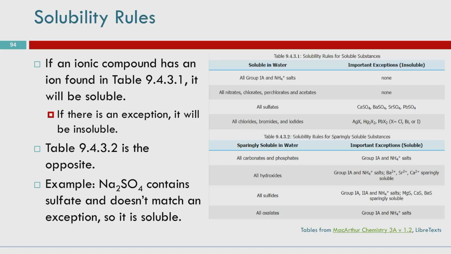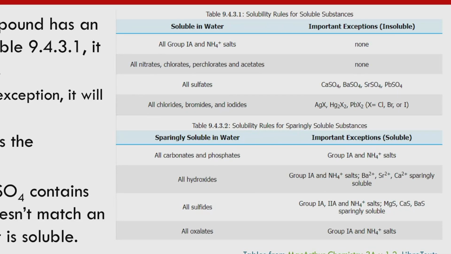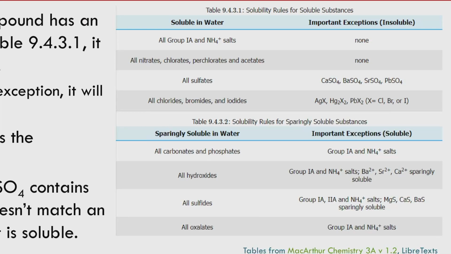So looking here at our table, we've got in the top things that are soluble in water. All group 1A and ammonium salts, so anything that has lithium, sodium, potassium, rubidium, cesium, all of our alkali metals, those are all going to dissolve in water. And we've got some important exceptions. So if we have one of these exceptions, that means it's not going to be soluble. For our group 1A and ammonium salts, there's no exception. So if we have sodium or potassium, we expect it to dissolve.